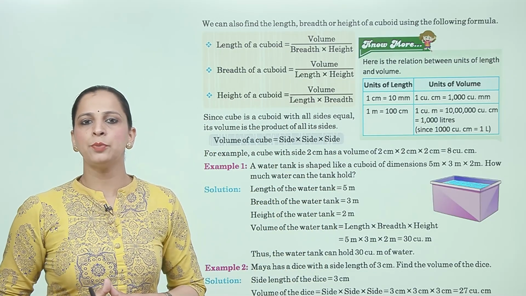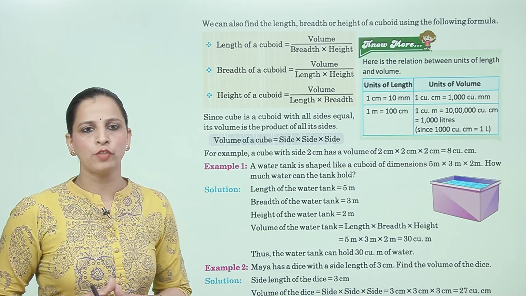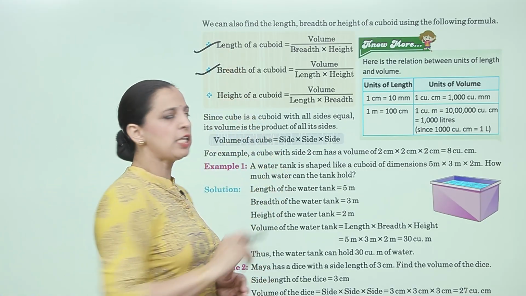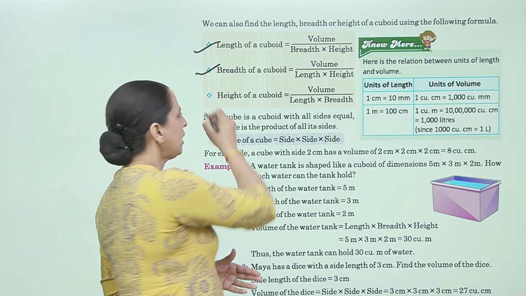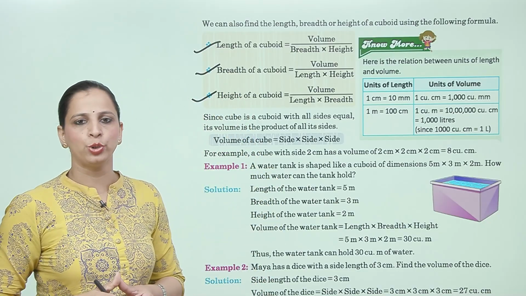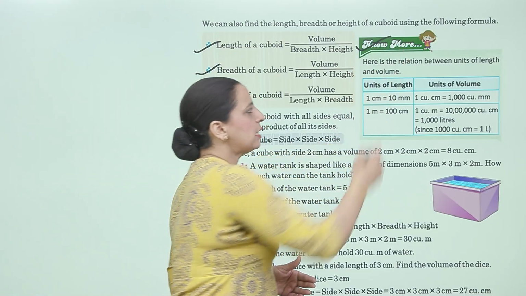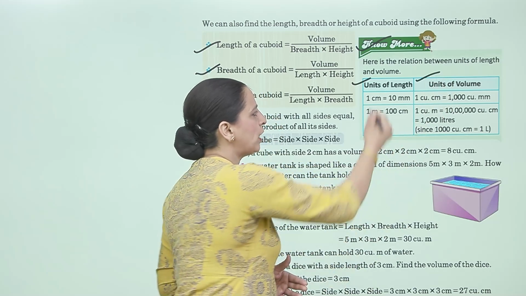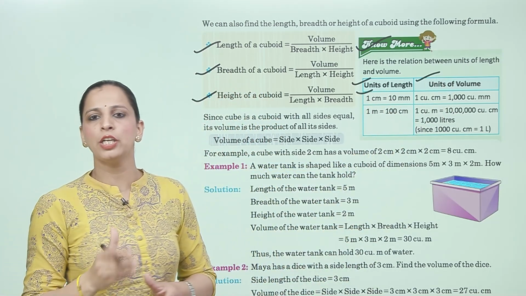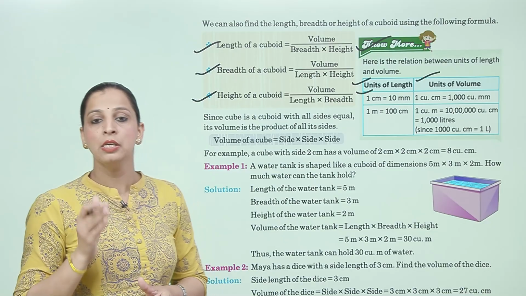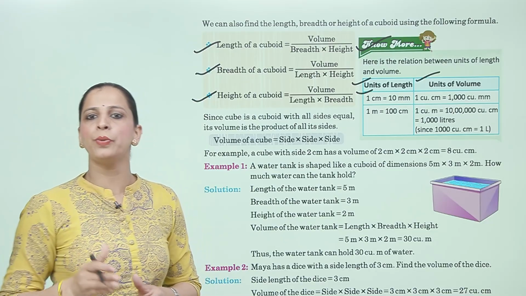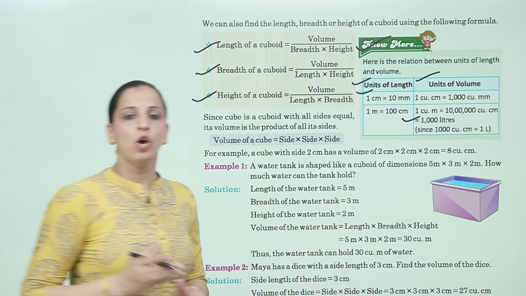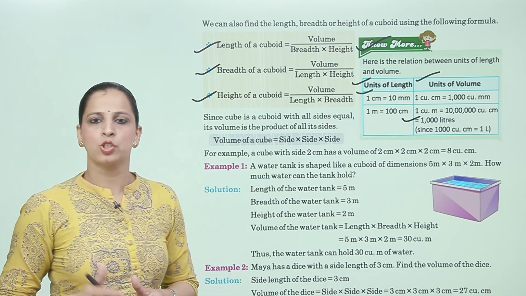We can also find the length, breadth or height of a cuboid using the following formula. Length of a cuboid is volume divided by breadth into height. Breadth of a cuboid is volume divided by length into height. Height of a cuboid is volume divided by length into breadth. Now, here is the relation between units of length and volume. Units of length and units of volume. 1 centimeter is equals to 10 millimeter. That is 1 cubic centimeter is 1000 cubic millimeter. 1 meter is equals to 100 centimeter. 1 cubic meter is 10 lakh cubic centimeter. That is equals to 1000 liters. Since 1000 cubic centimeter is equals to 1 liter.